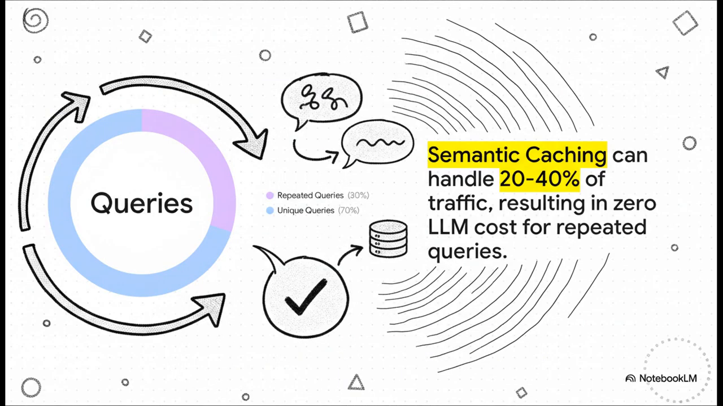And check this out. In most production systems, a huge portion of the queries, sometimes up to 40%, are just repeats. Now, a simple cache isn't going to work here, but a semantic cache, that's a game changer. It understands that "how does your refund policy work" means the exact same thing as "explain refunds," and it can serve up that saved answer instantly for zero, that's right, zero LLM cost.